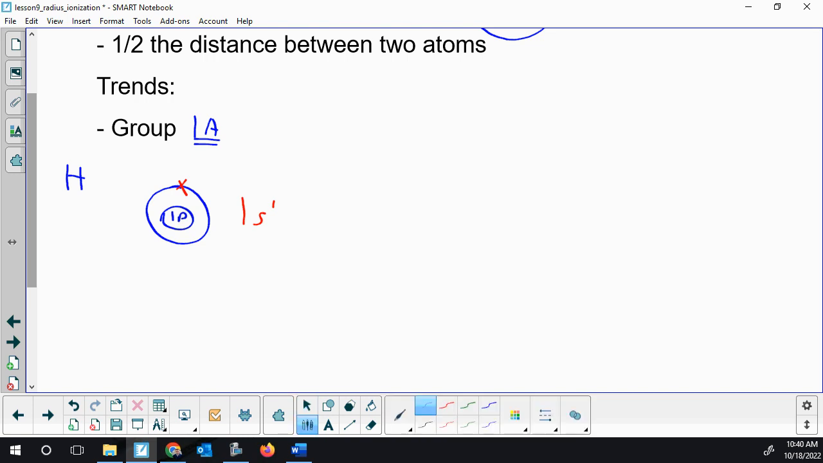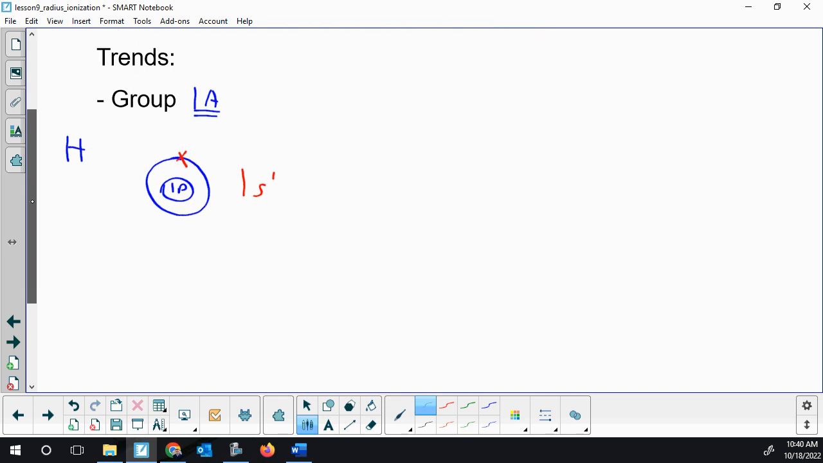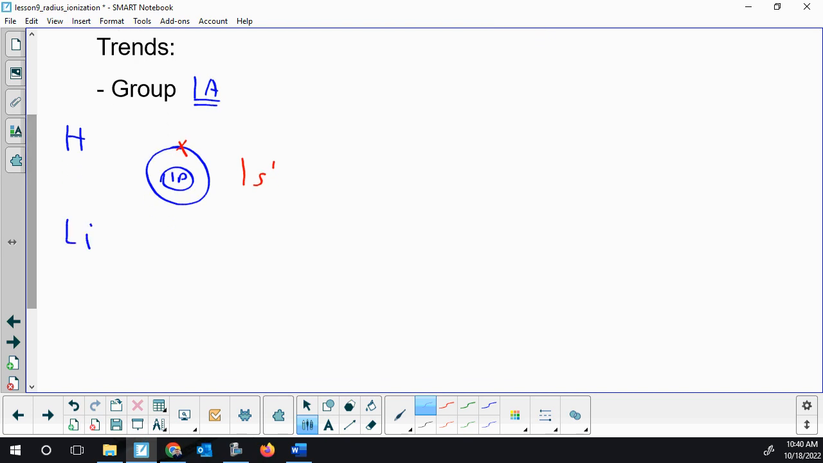I'm going to do a couple next members, and then we'll talk about the trends. The next down in the group would be lithium, and then I'll do sodium. So lithium has 3 protons, and then we get to sodium with 11 protons. Now, I'm not drawing these to scale because I'm trying to get things to fit on my smartboard.